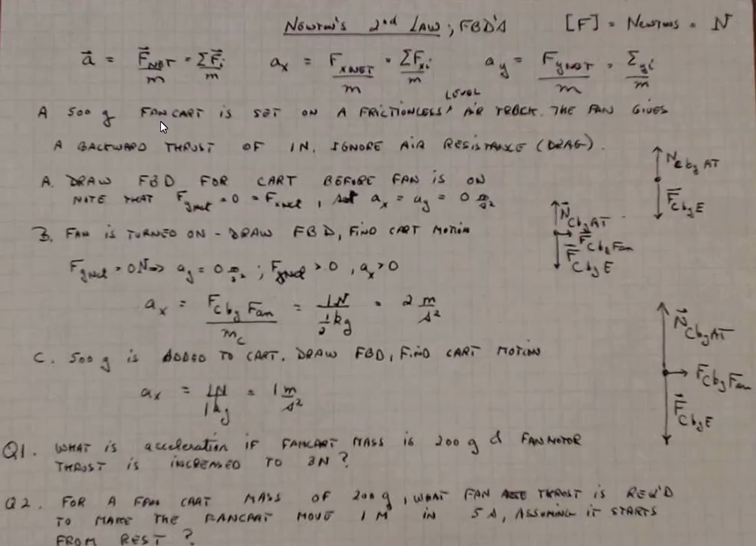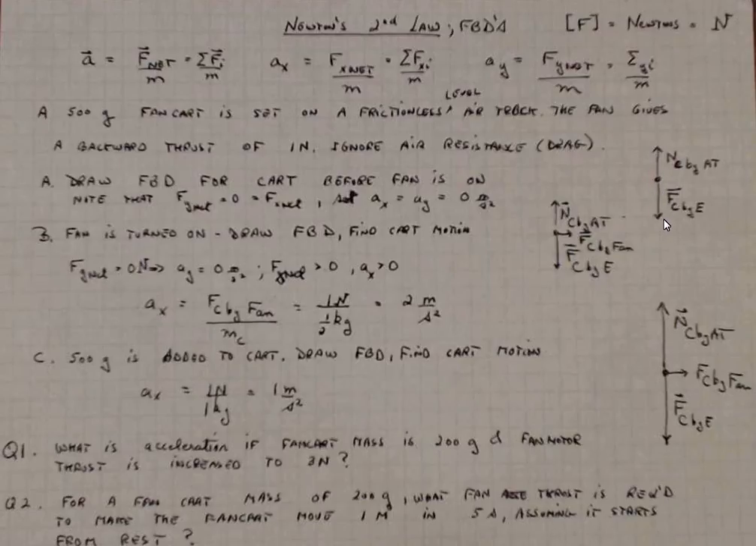So let's say we have a 500-gram fan cart, and it's set on a frictionless level air track, and the fan gives a backward thrust of 1 Newton, let's say. And let's also ignore air resistance, aka drag. So let's draw a free body diagram for the cart before the fan is on. That's over here. So the free body diagram is there's two forces acting on the cart.